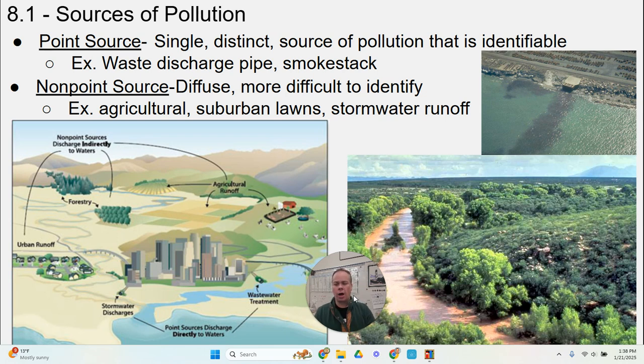Okay? Runoff from urban areas is a non-point source of pollution. Point sources would be stormwater discharge or wastewater discharge from a facility. So those are the two different types or categories of pollutants that we often will talk about.